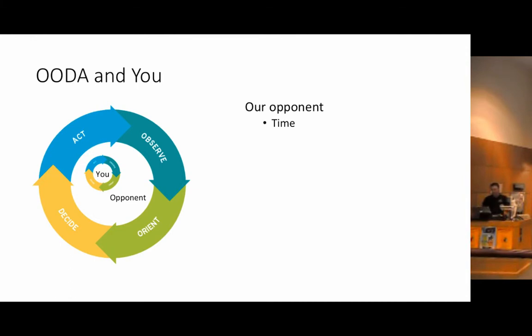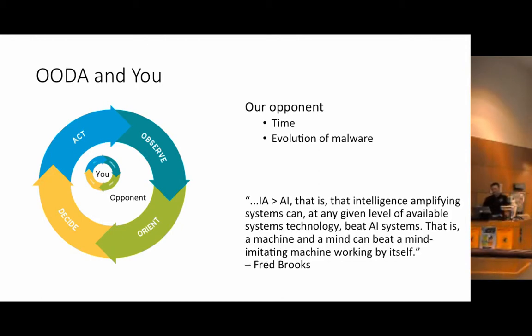In our case, we're trying to do this fast and well, and our opponent is time. Our time and also this evolution of malware, right? The attackers right now have the leg up; the defenders are really behind in this game. It used to be the other way around. So we have to get in front of them, right? We have to do this faster. We have to iterate faster, and that's really, I think, the only solution, at least in my opinion. Fred Brooks was a guy that won the Turing Award, and his thesis was that artificial intelligence is always going to be less than a tool that amplifies human intelligence.